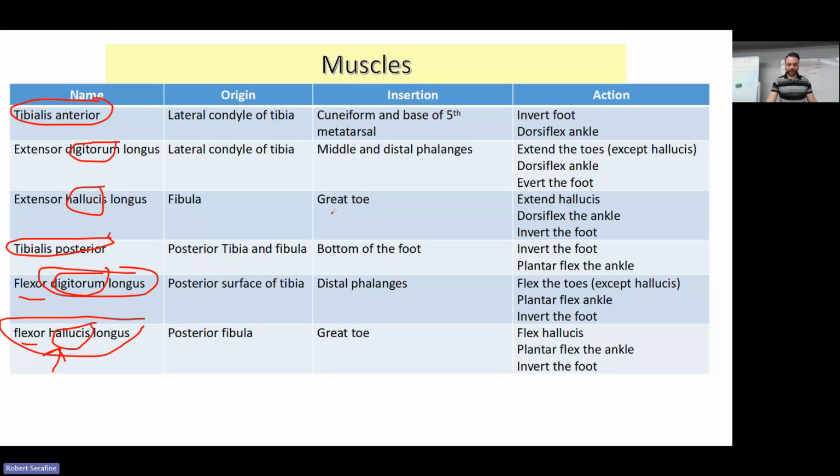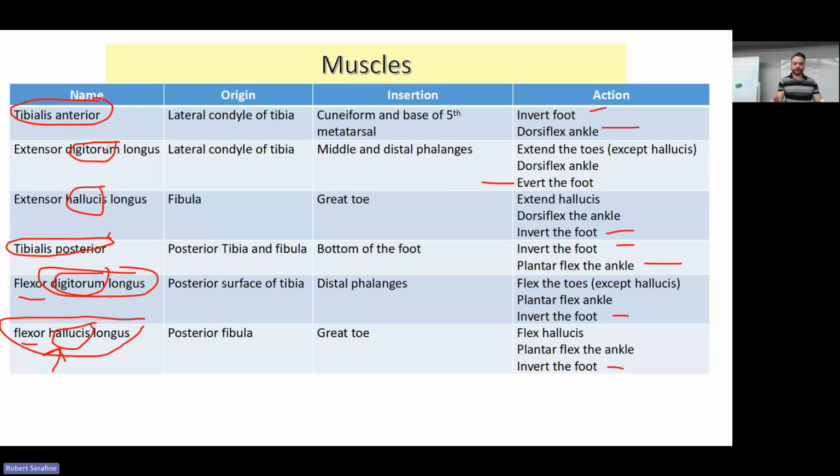And as we can see here, if we look at the commonality, inversion of the foot, well, that's because, except for extensor digitorum longus, which does eversion of the foot, all of these muscles invert the foot. Tibialis is just involved with either flexion or extension of the ankle. So depending on its respective side, it's going to dorsiflex or plantar flex. Tibialis anterior is the dorsiflexor, tibialis posterior is the plantar flexor.